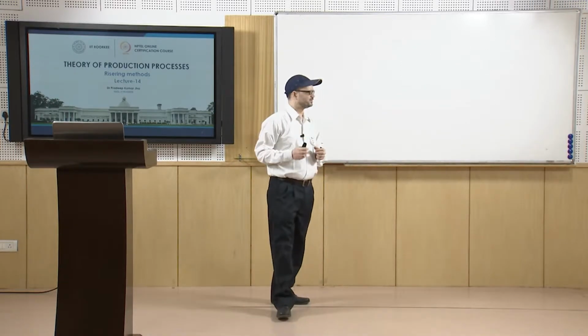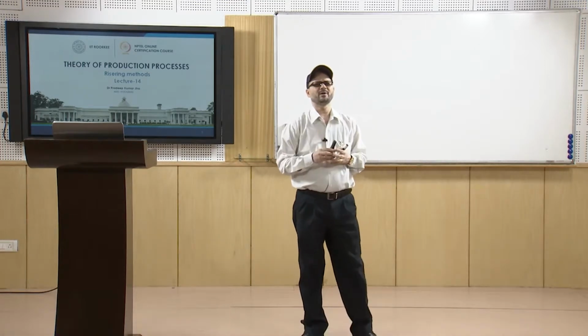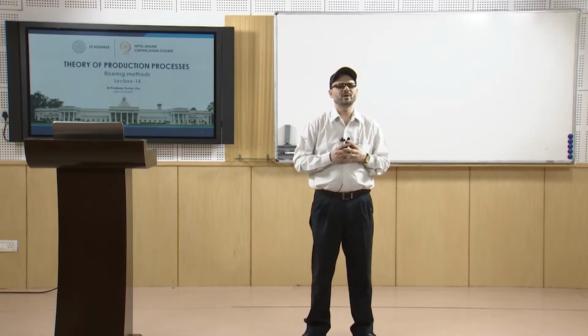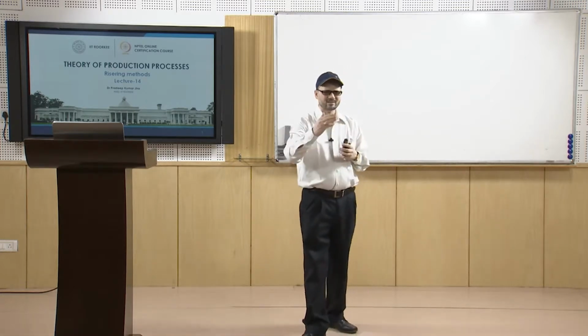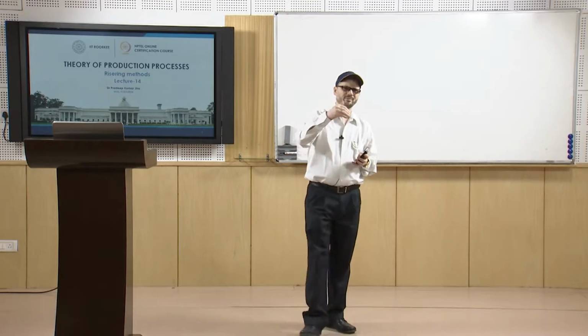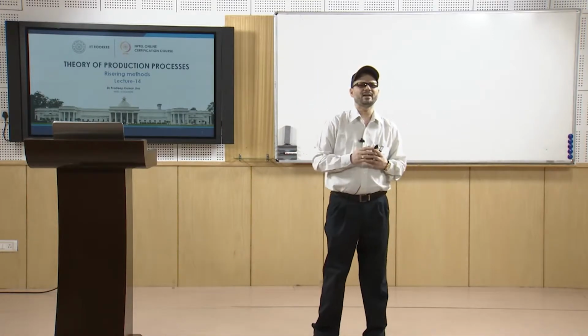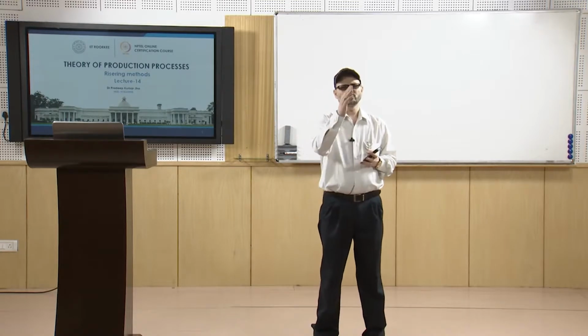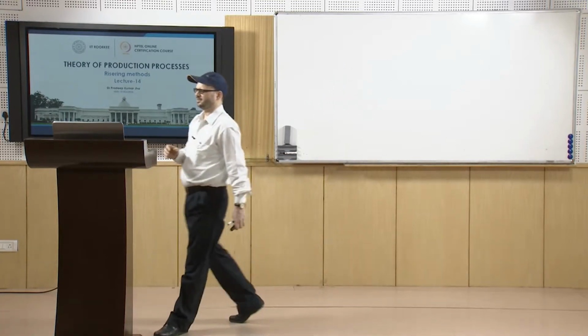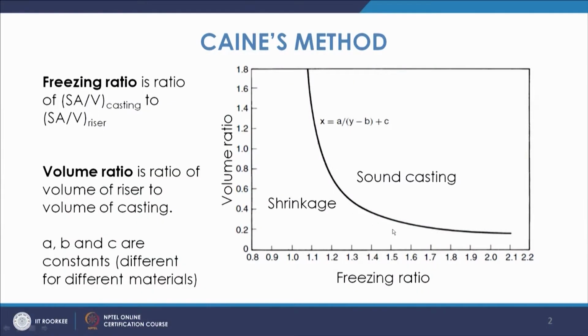One of the methods suggested, the first method, is by Caine. So, that method is known as Caine's method. Caine gave this condition as an expression, x equal to a by (y minus b) plus c. This is a line which talks about the condition of the casting. In the x direction we have the freezing ratio, which is representative of the freezing characteristics.